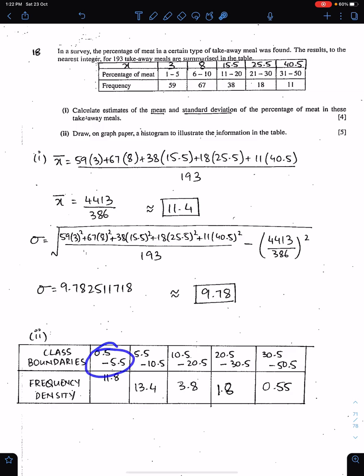The class boundary is 5. Class width is 5. If you are finding class width from here, then make sure both numbers are inclusive. You must take both numbers inclusive. It's better to find class width from class boundaries instead of class intervals.